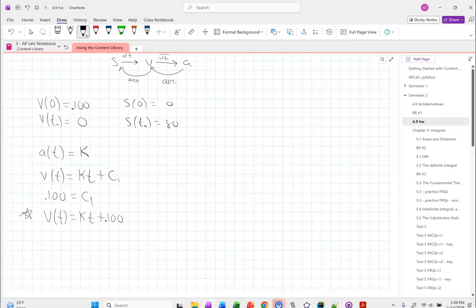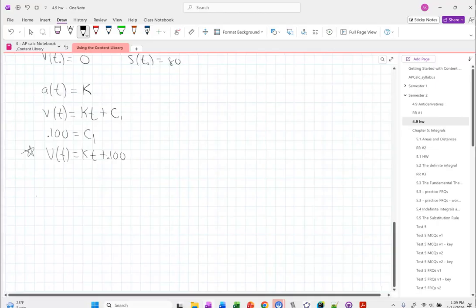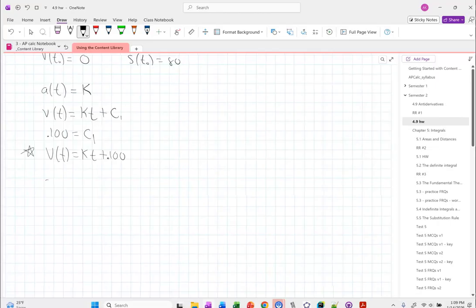All right, so we have this. We have a of t. Let's find s of t. So I'm just going to keep anti-differentiating from here. And the reason I want to do that is because right now this really has more variables than I can handle, right? So I'll anti-differentiate.